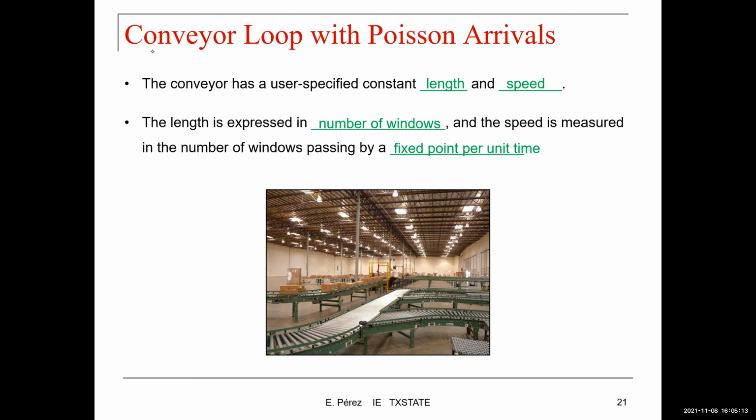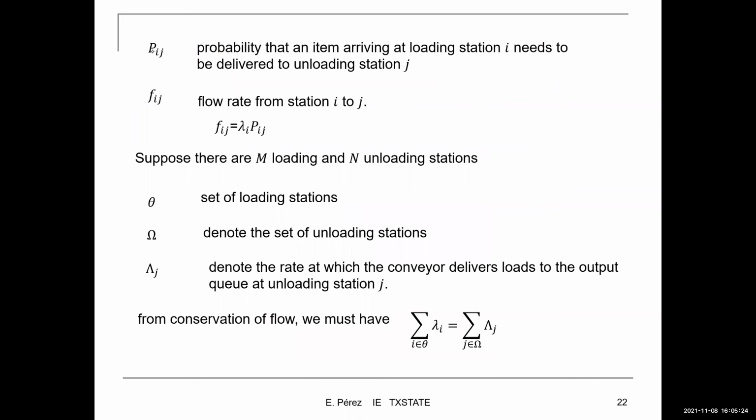So basically what we are counting as a window is, for example, how many boxes we can fit in a specific length of the conveyor. And this is the notation for this model. We have Pij, the probability that an item arriving at loading station I needs to be delivered to unloading station J. So if we have 4 stations, that is the probability that this item will be arriving at one of the other 2 stations.